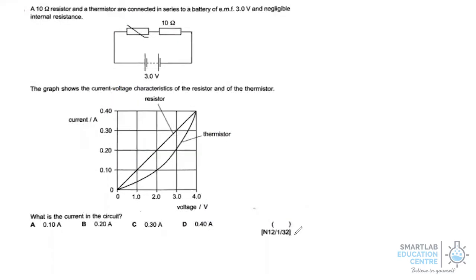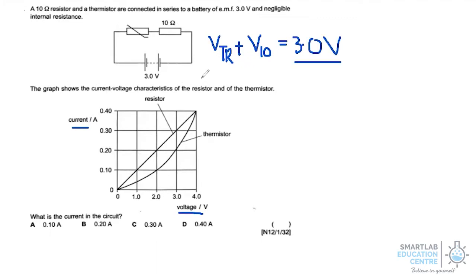Let us take a look at this example. In this question, we have a 3-volt battery connected to a thermistor as well as a 10 ohm resistor. And the IV graph is given as such. Since both of them are connected in series, we expect the potential difference across the thermistor plus the potential difference across the 10 ohm resistor to be equal to 3 volts. And we also know that the current flowing through them should be the same.